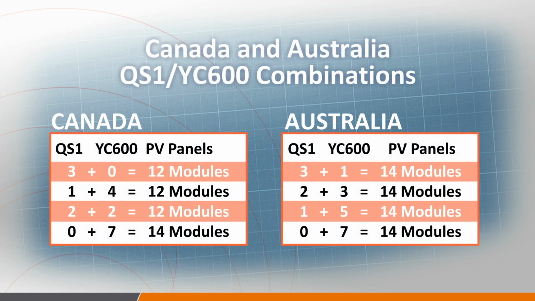Also, here are a couple of tables showing the combinations for Canada and Australia.